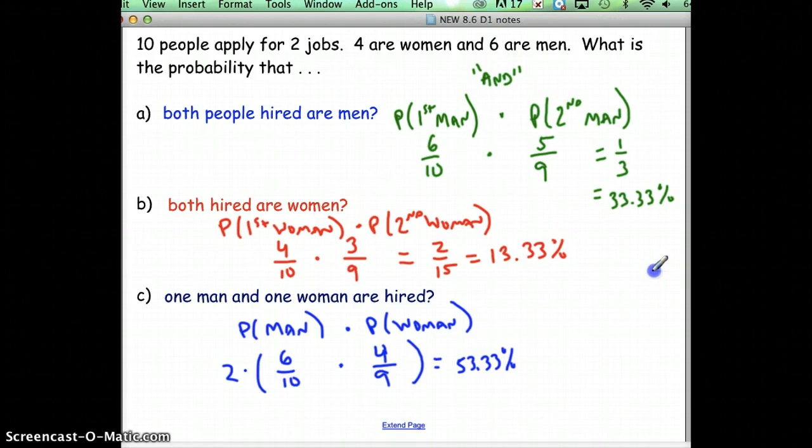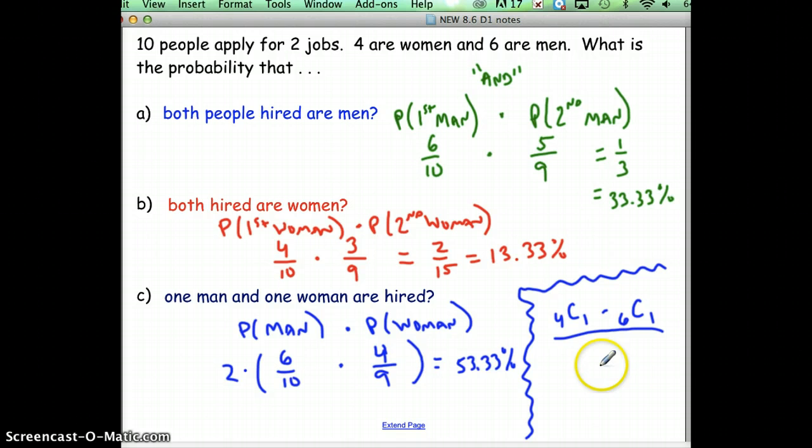You know how I said that there's always more than one way to do this? Here's another way to think of this problem. We have 4 women and we're going to choose 1. And we've got 6 men and we're going to choose 1. And then how many total possible combinations of 2 people are there? That would be 10 choose 2. There's that many combinations or ways to choose 2 people from 10. So that way would also work. Okay.